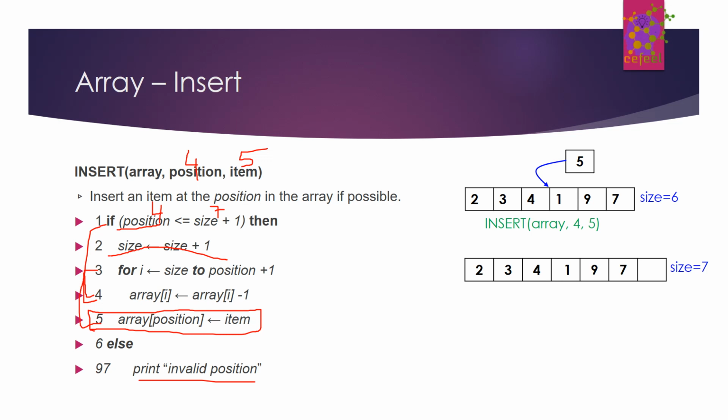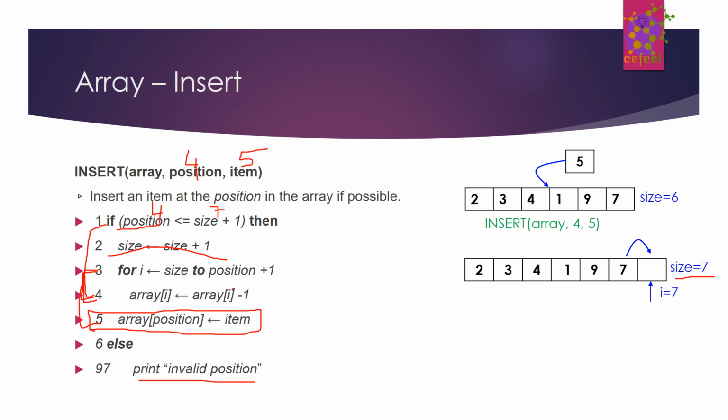So size becomes 7, which means we have basically allocated an extra space over here. And then what we do is we start with a loop in step 3 and 4, I equals size to position plus 1. So we have I equal to 7, and then what we do is in the array we will move element.